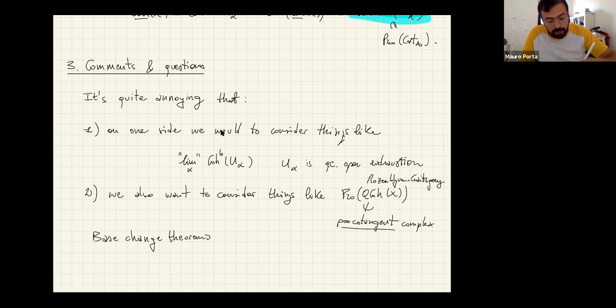So somehow the solution that I expect is that we should look at both Ind-cat and things of the form pro-C, where C is a category, as enriched categories, and try to find a uniform theory dealing with both.